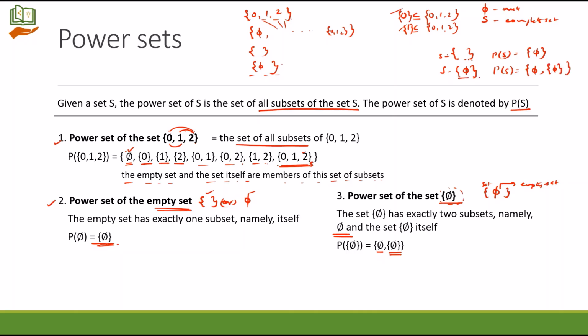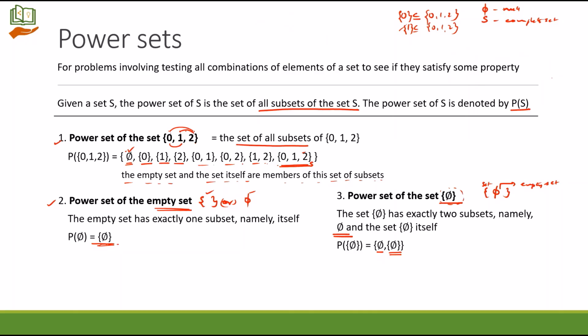Why are we including only these two? Because you don't have any other elements inside. So this is the way you have to work with a set with the empty set and the empty set. That's why I have included both examples here. For problems involving testing all combinations of elements of a set to see if they satisfy some property, for this purpose only we are using power sets.